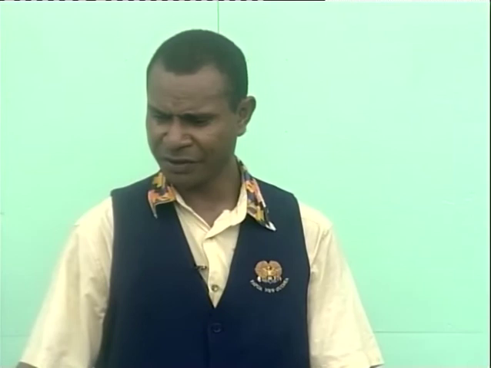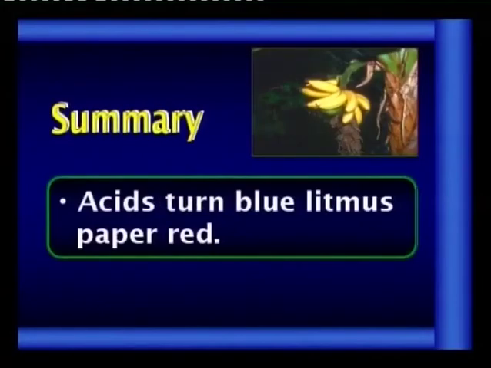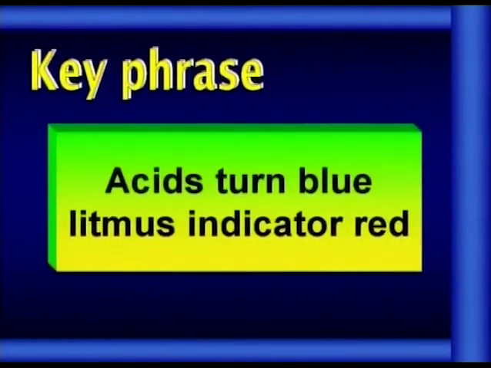Our summary point, we have only one summary. So that is our summary, only one summary. You may copy that summary down. Acids turn blue litmus paper red. Our key phrase for today is the same as our summary, which we found out today: acids turn blue litmus paper or litmus indicator red.